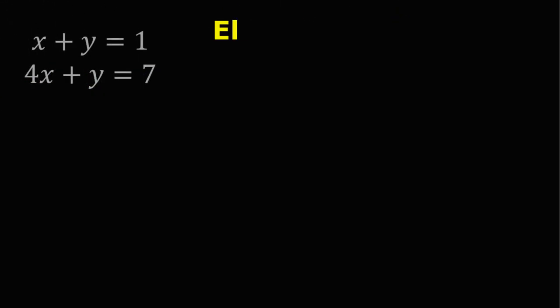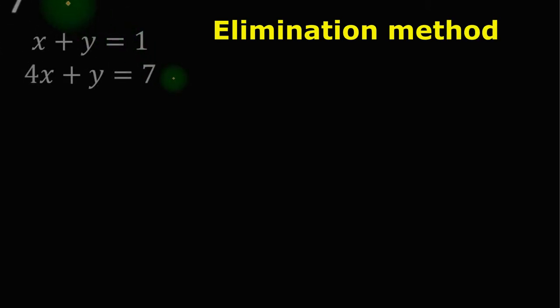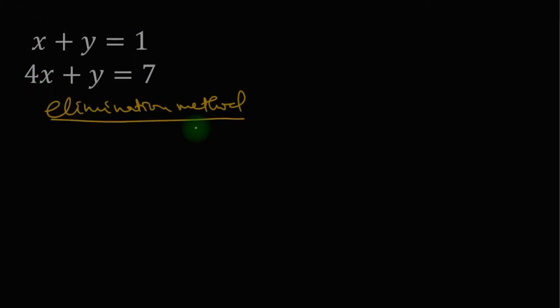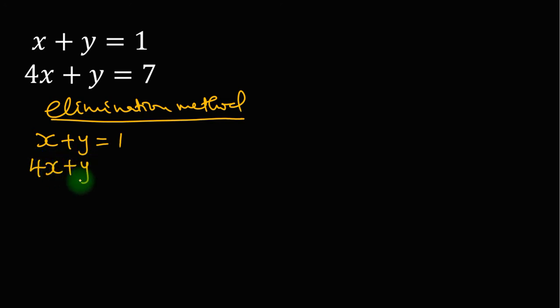Next method is elimination method. We look at elimination method. In elimination method, we have to kill one of the variables and remain with one. So let me rewrite the equation. x plus y is equal to 1 and 4x plus y is equal to 7. So I wanted to eliminate y. So the coefficient of y in this case is 1. So it will be much easier for me too. So we use the rule that says same sign subtract. So we are going to use subtraction.